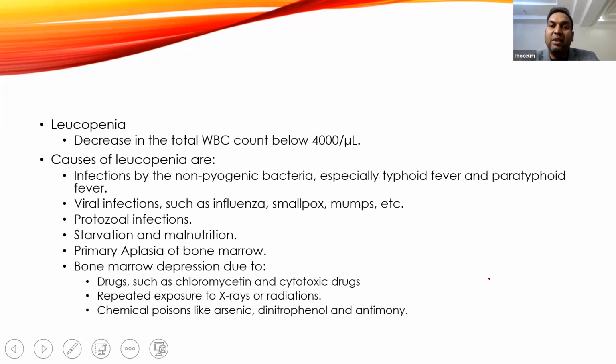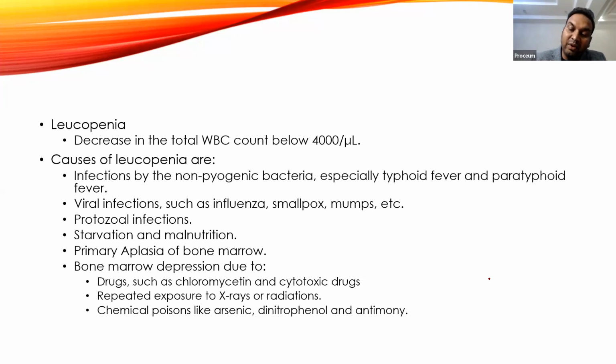Then come to the decrease in WBC count. That condition is called leukopenia, and whenever you get a count lower than 4,000, we consider it as a leukopenic state. And here there are no physiological causes for a decrease in WBC count in normal routine life. So in normal routine life, physiologically the WBC count does not decrease. So there are always pathological causes for leukopenia, and those causes are the presence of non-pathogenic infection.